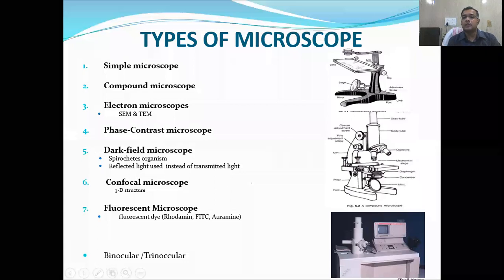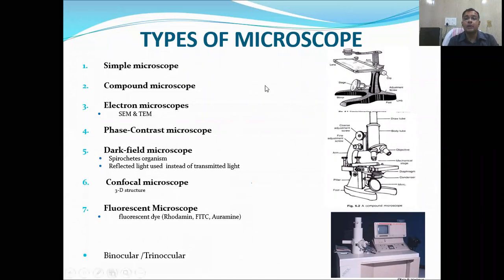Phase contrast microscope. The phase contrast microscope is generally used to give higher contrast to living organisms. When we have to use an unstained slide, it requires high contrast so that we can view the different objects with correct intensity.